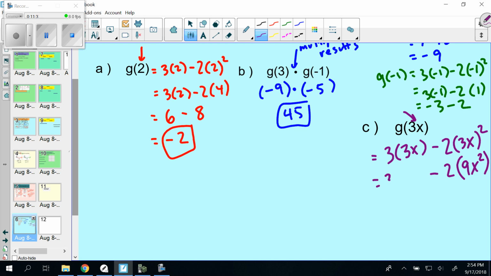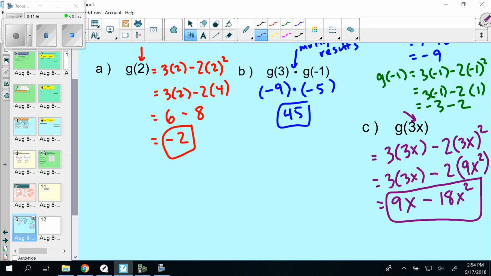Okay, now let's do our multiplying. 3x times 3 is going to be 9x. 2 times 9x squared is going to be 18x squared. These are not like terms. We can't subtract them, so that's as far as we can go on that. That would be the most simplified expression we could get.